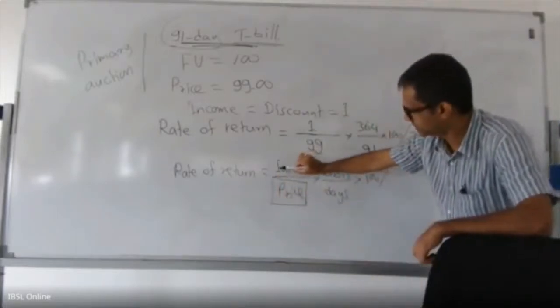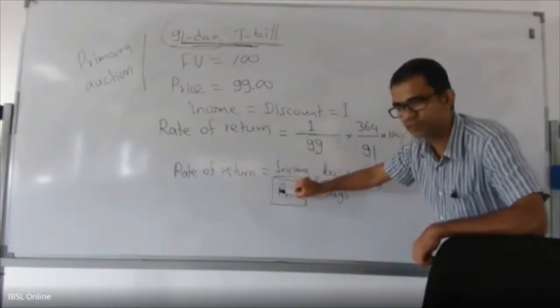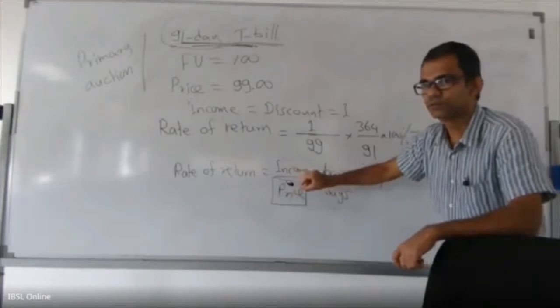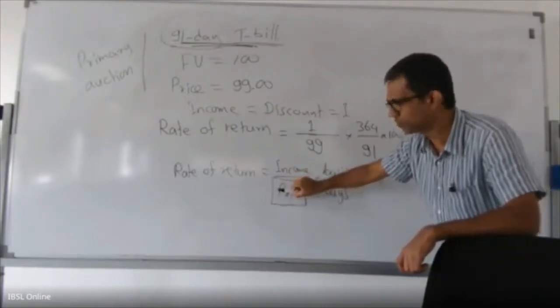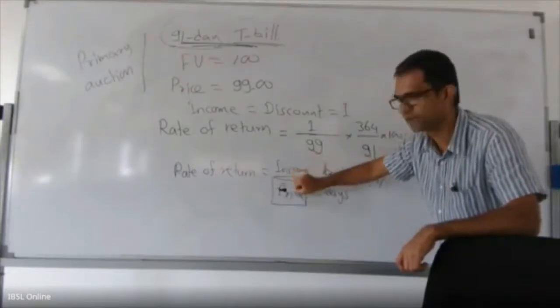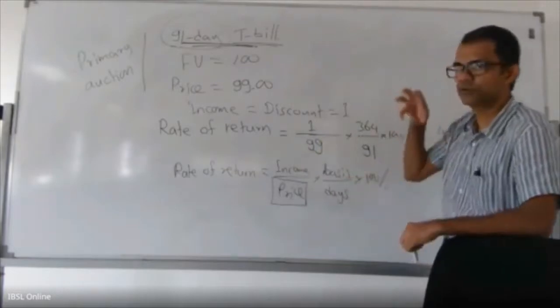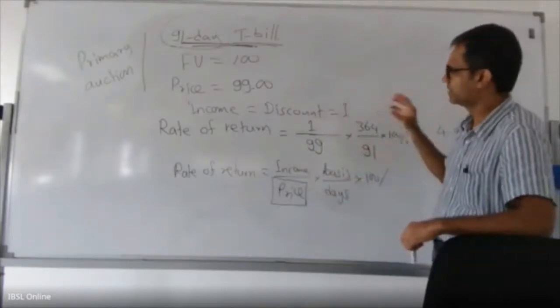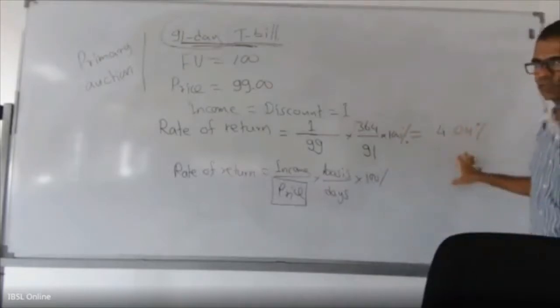This is income, or the discount is same. For the rate of return, we have price here. For the discount rate, we have face value. The face value is always higher than price. So when we divide the same number by a higher number, we get a lower. So therefore, discount rate is always less than rate of return. Clear?